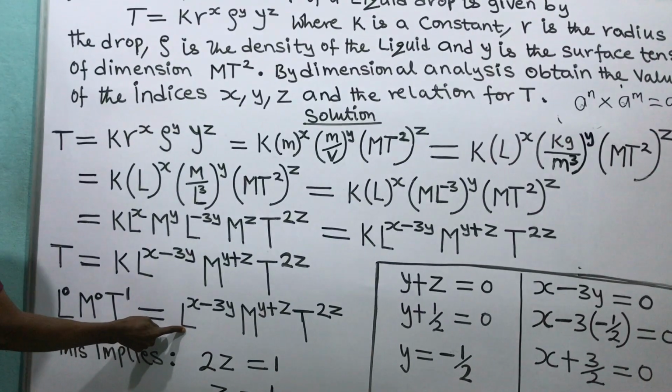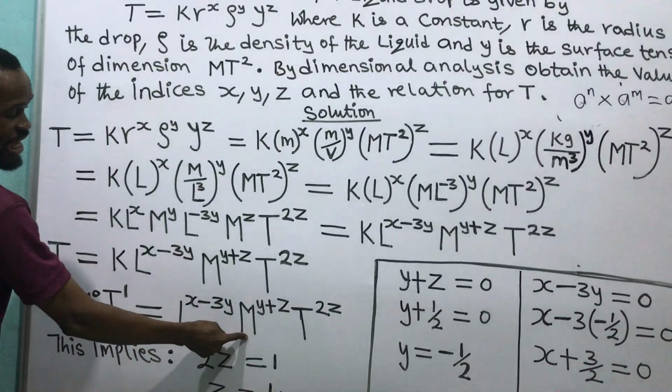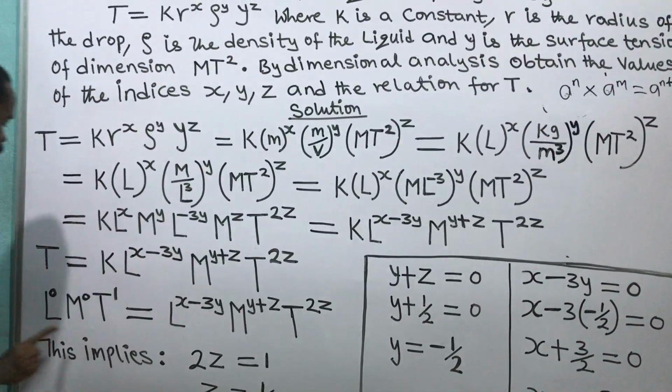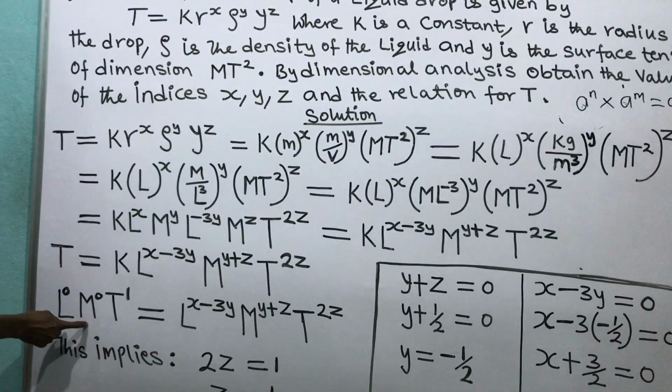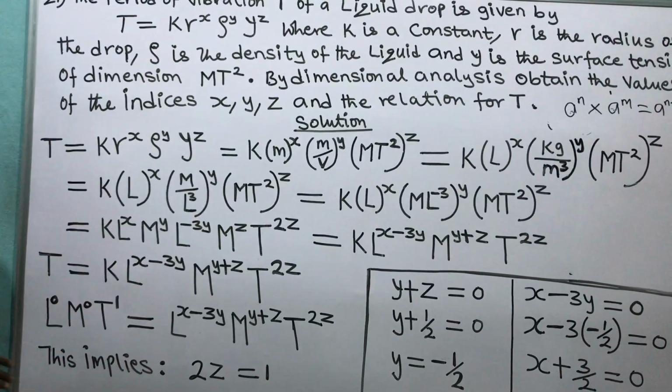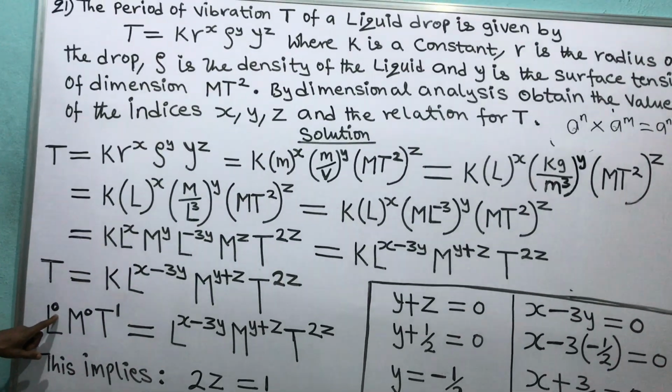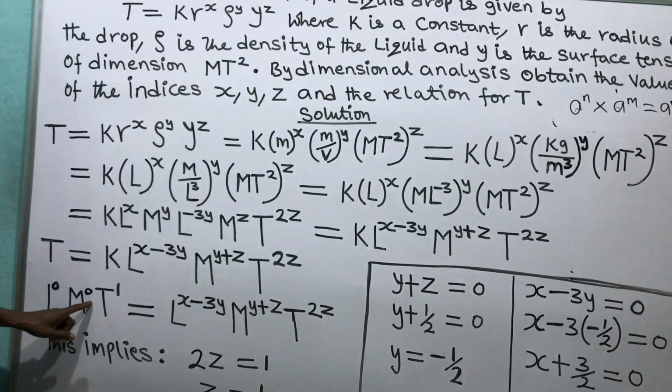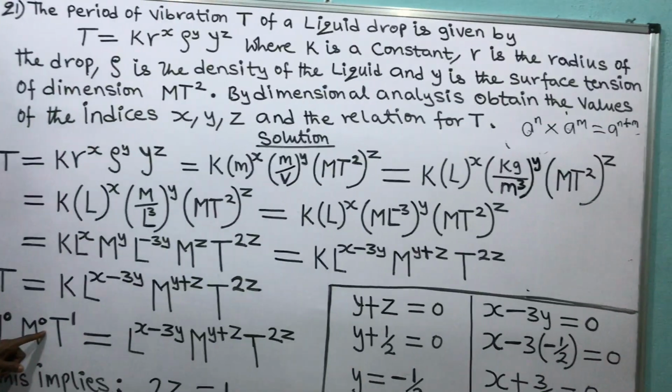The base I see here is L, the base I see here is M, and the base I see here is T. What did I see here? Base L. What did I see here? Base M. What did I see here? Base T. But I didn't change anything, because L raised to the power 0 is 1, and M raised to the power 0 is 1, because anything raised to the power 0 is 1.